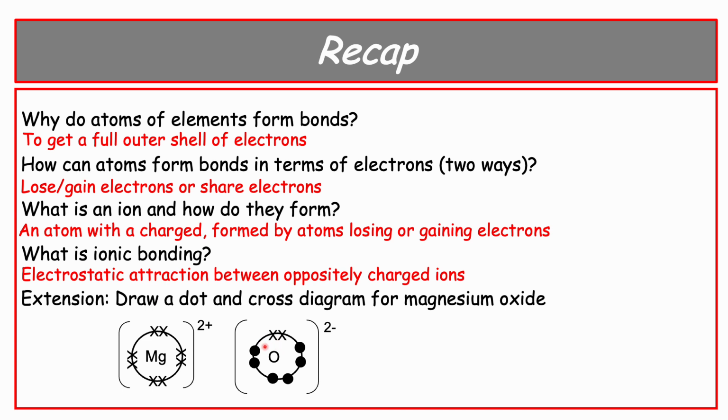So we know that oxygen will take 2 from the magnesium, and we've shown that using our crosses. And we do know it's a dot and cross diagram, so we've got dots to show the electrons of oxygen and crosses to show the electrons of magnesium.